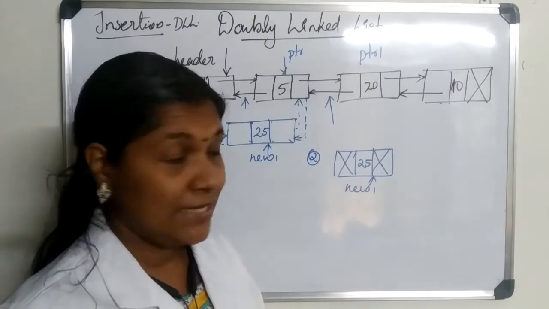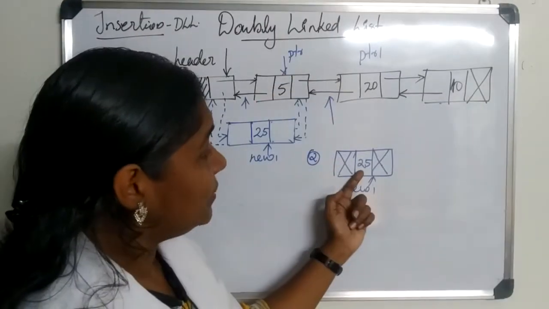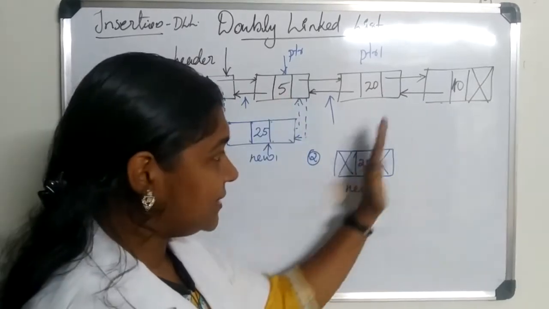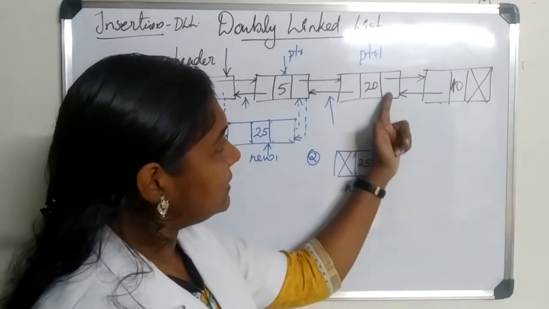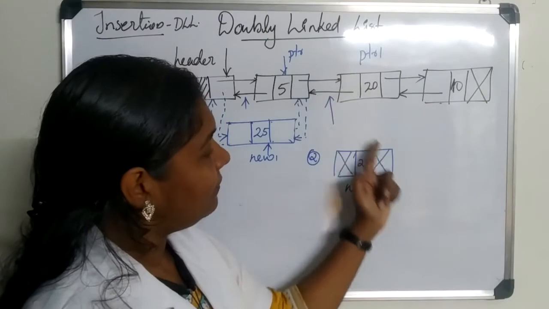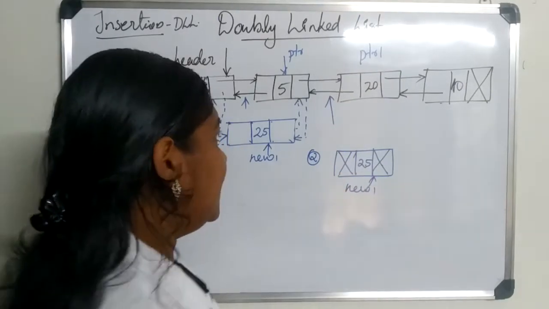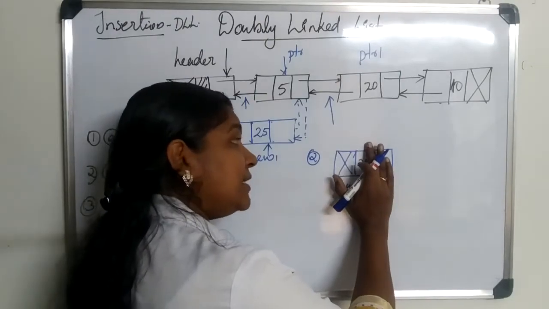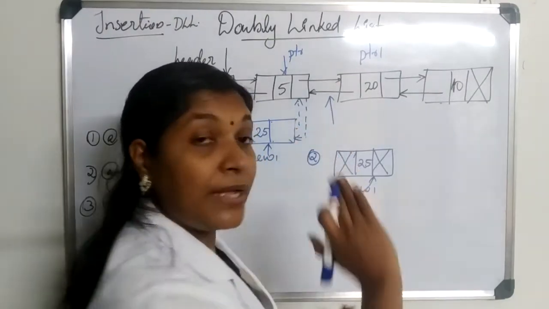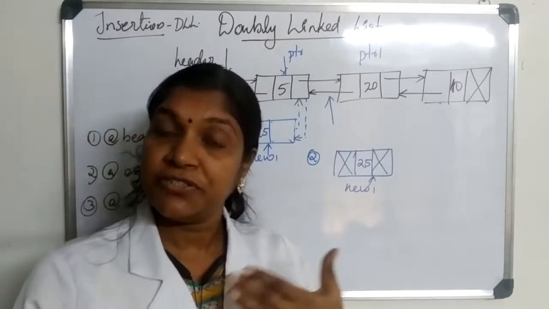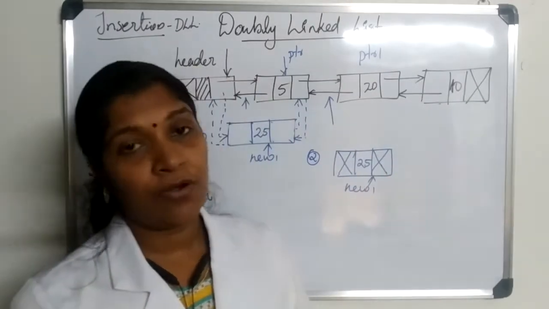How would we manage the links? PTR.next is equal to new one, new one.previous is equal to PTR. Then at the next side, new one.next is equal to PTR1, PTR1.previous is equal to new one. So that's it. And in the insertion of an element at any location, there also we will be considering two cases, that is insertion into an empty linked list and a non-empty linked list.